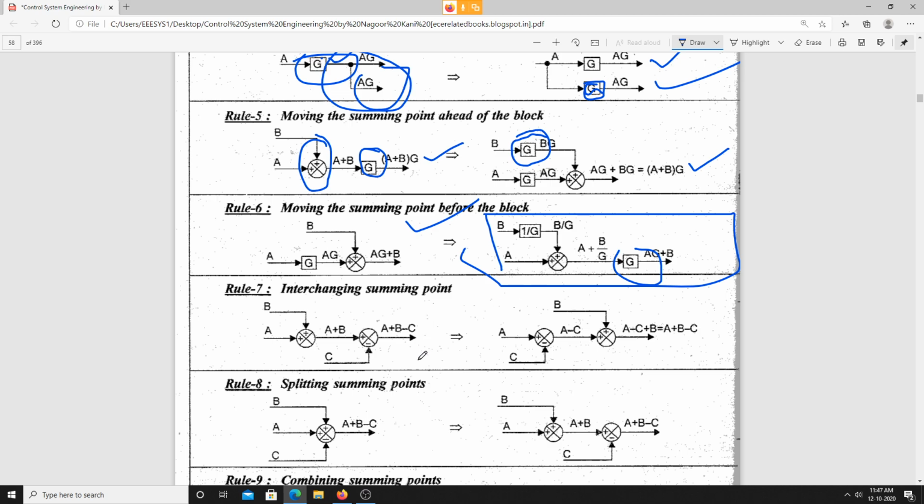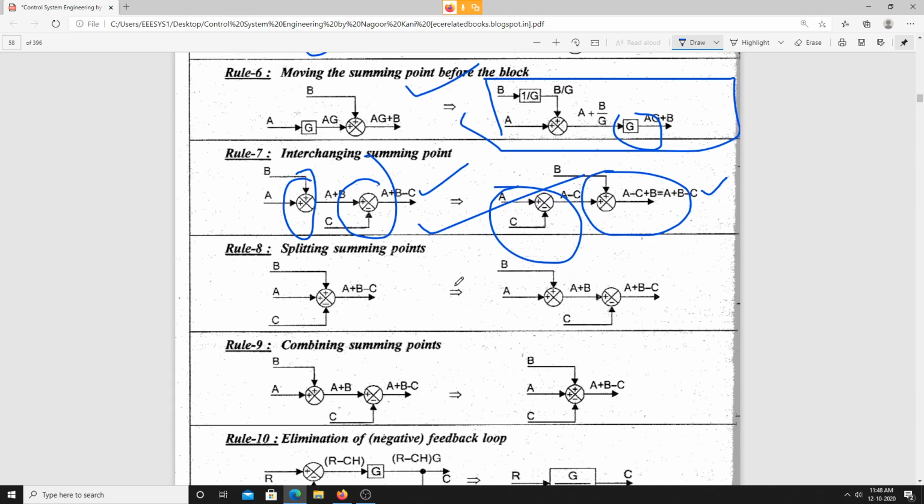Now the next rule is interchanging the summing points. Here we have two summing points, this is one summing point and this is another. We are supposed to interchange the two summing points such that the output is the same in both cases. Even though I am interchanging the two summing points, whatever the output is, it will be the same in both cases, right? A plus b minus c, here also a plus b minus c. So that is the interchanging of two summing points, one more rule that we have.